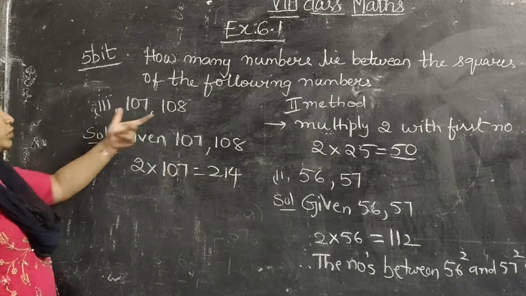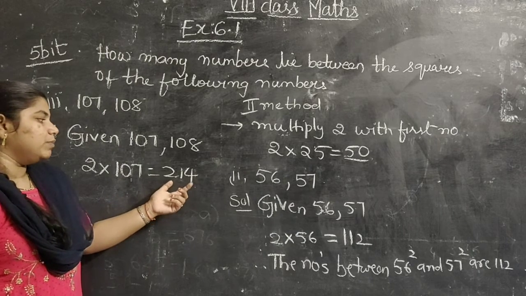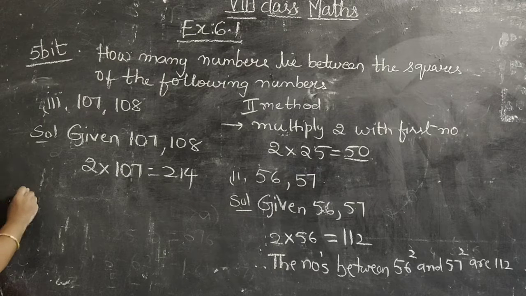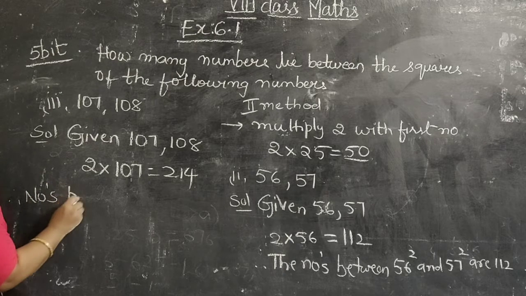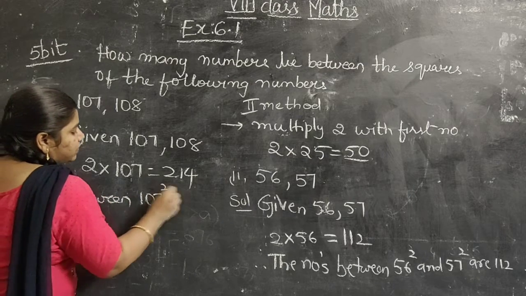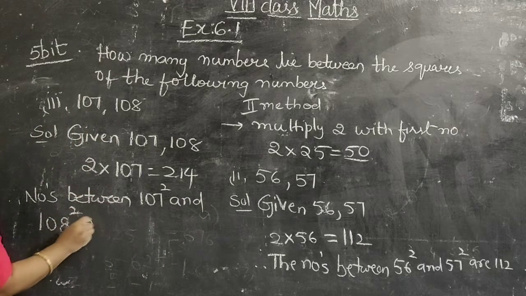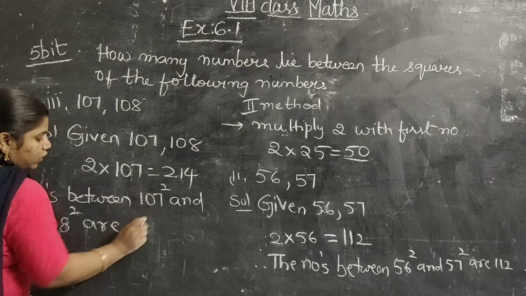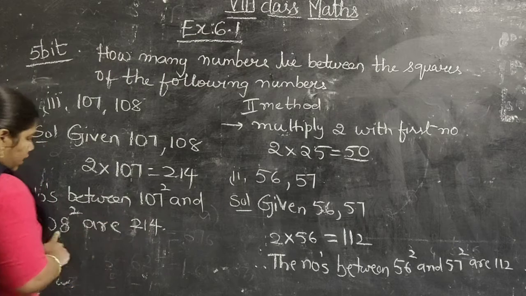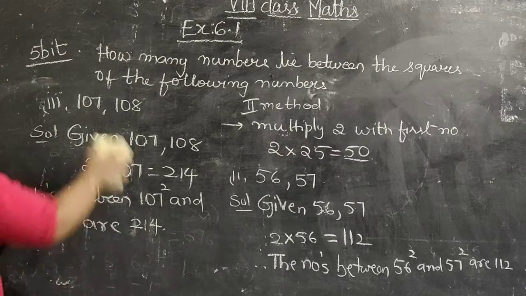So between these two square numbers, that is 107 square and 108 square, totally how many numbers will lie? That is 214 numbers will lie. So therefore, the numbers between 107 square and 108 square, total 214 numbers will lie between these 107 and 108 squares. Next is the last bit in this exercise, 6th bit.